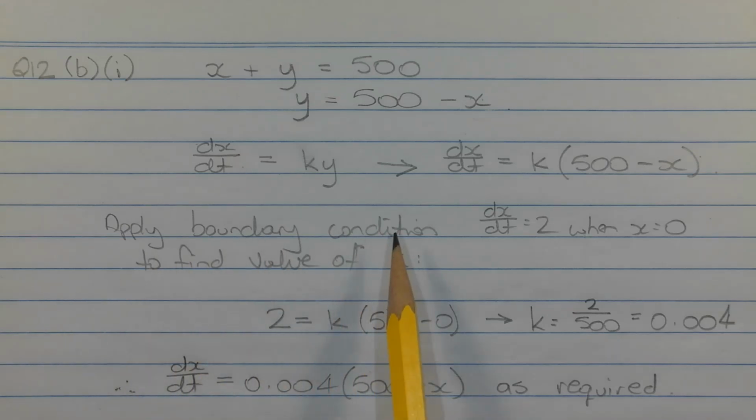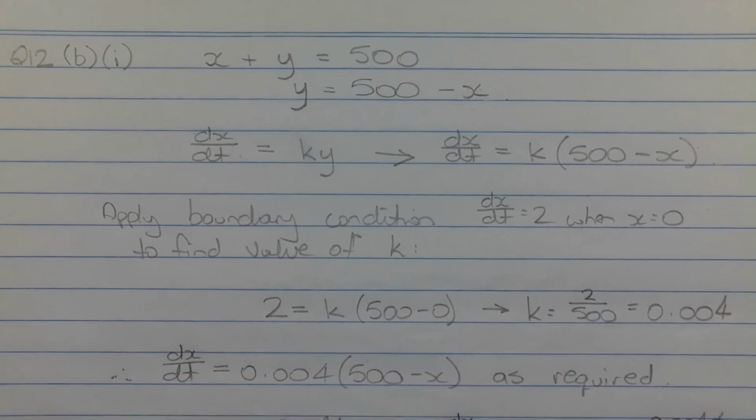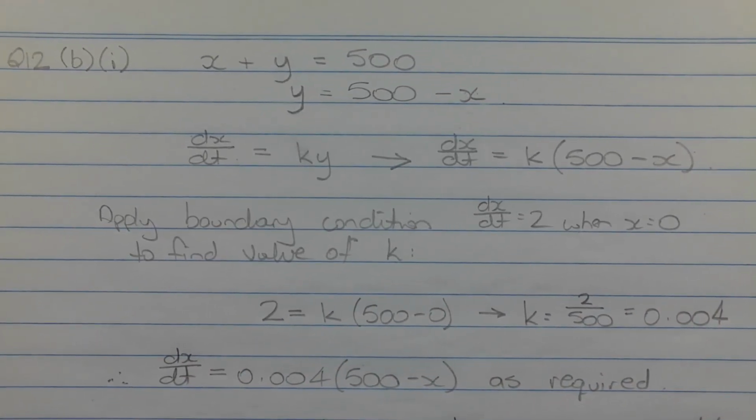Now we need to apply the boundary condition, that is dx/dt equals 2 when x equals 0, to find the value of k. So substituting 2 for dx/dt and 0 for x, we get 2 is equal to k times (500 minus 0). So that's 2 equals 500k. Dividing both sides of the equation by 500 to make k the subject, we get k is equal to 2 over 500, which equals 0.004 in decimal. Therefore, dx/dt is equal to 0.004 times (500 minus x), as required.